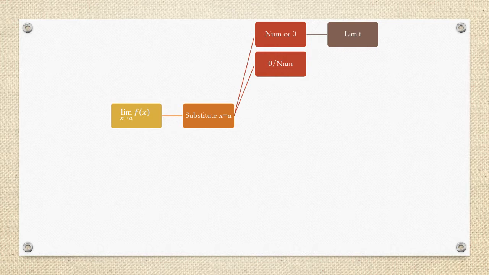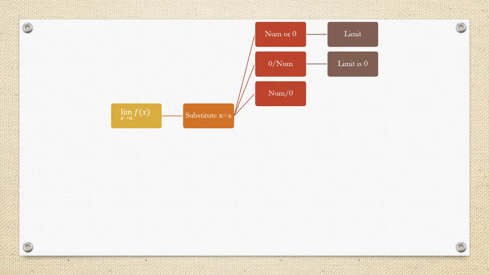It's possible that when you substitute a in for x, you get 0 divided by some number that's not 0. And if that happens, you're done. You found the limit, and the limit is 0. 0 is a perfectly valid answer, and it's totally fine to use that as the answer.